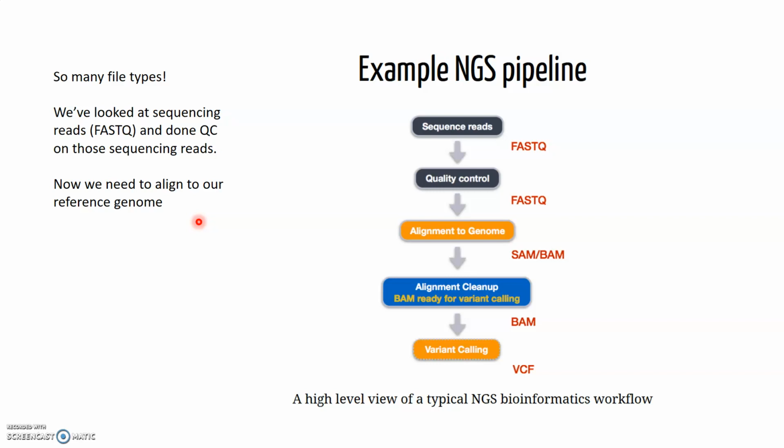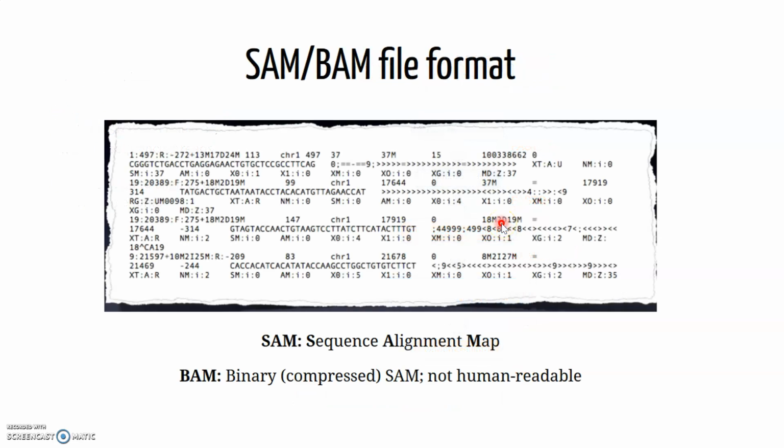Now we've aligned to our reference genome, and this produces the SAM file format, or the sequence alignment map format, and the BAM just being the compressed version of that. We compress it into BAM because these SAMs tend to be extremely large, especially considering the human genome and the size of it.